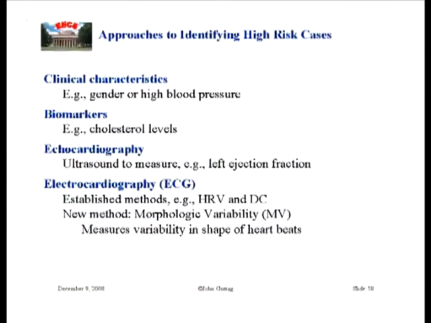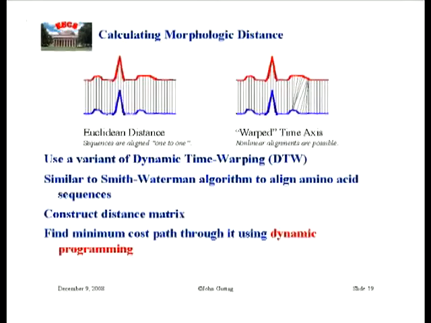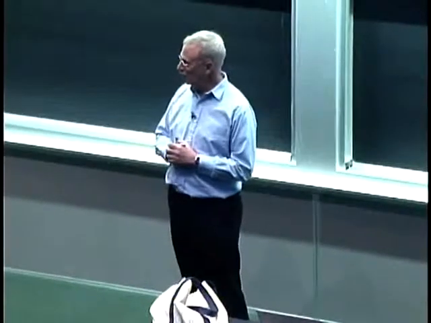So how do you identify high-risk cases? Lots of different ways. I won't go through them, but we're focusing again on the electrical signals in the heart. We're trying to evaluate the shape of the heartbeat and what's going on. I won't go through details. The only thing I wanted to point out is we use dynamic programming to actually do this. So the key idea in our method depends upon dynamic programming. We've evaluated it several times.